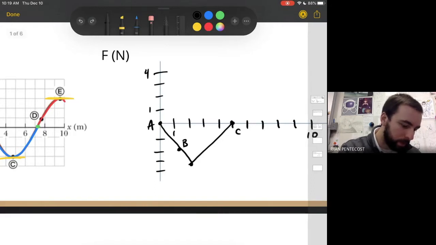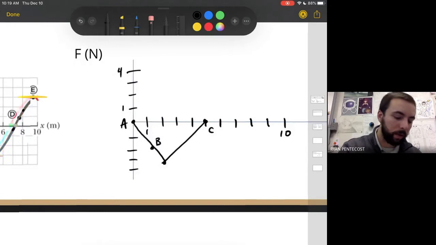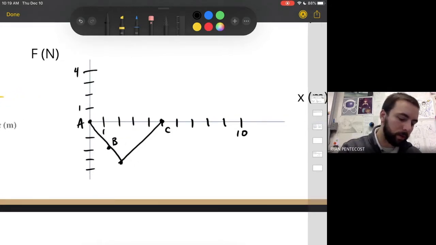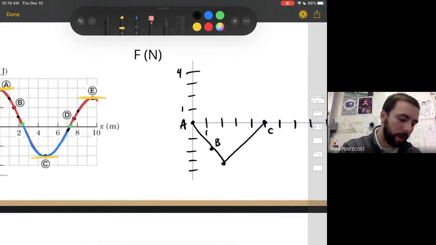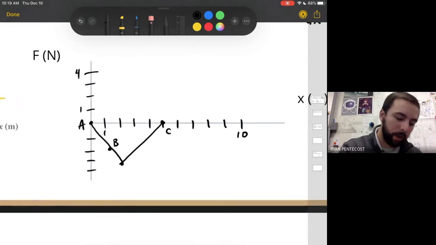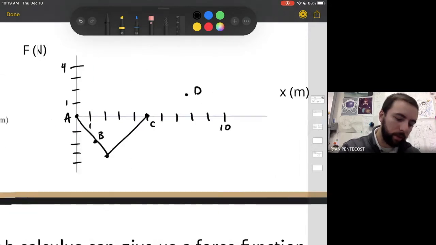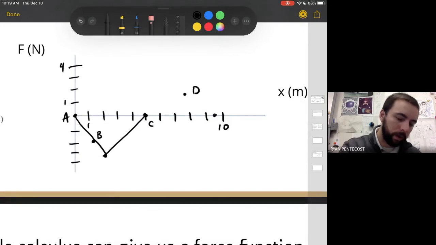What could we estimate D to be? Let's see, we've got that's right there, that's right there. So it looks like it's rising by about 1.5. Okay, so we'll call that 1.5. So D would be 1.5 at distance about 8. So we would have something around here for point D. And then E, we're going to return to 0 right there.